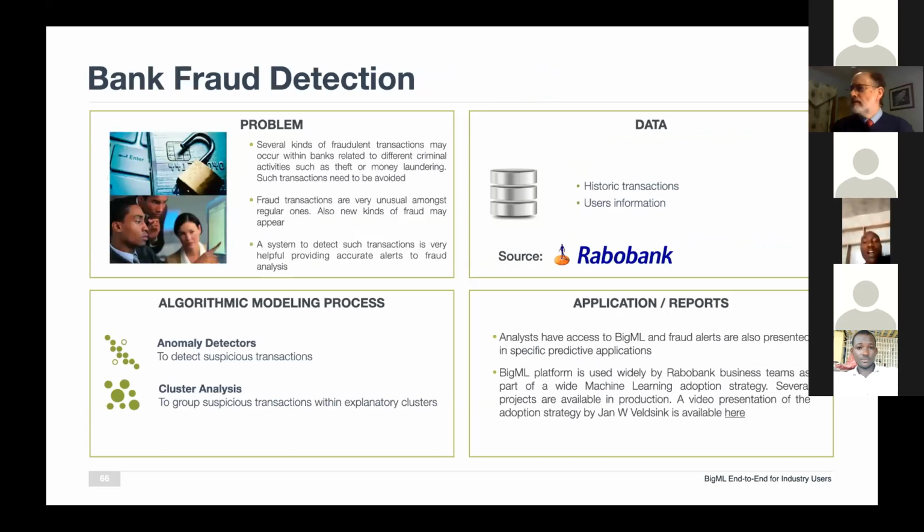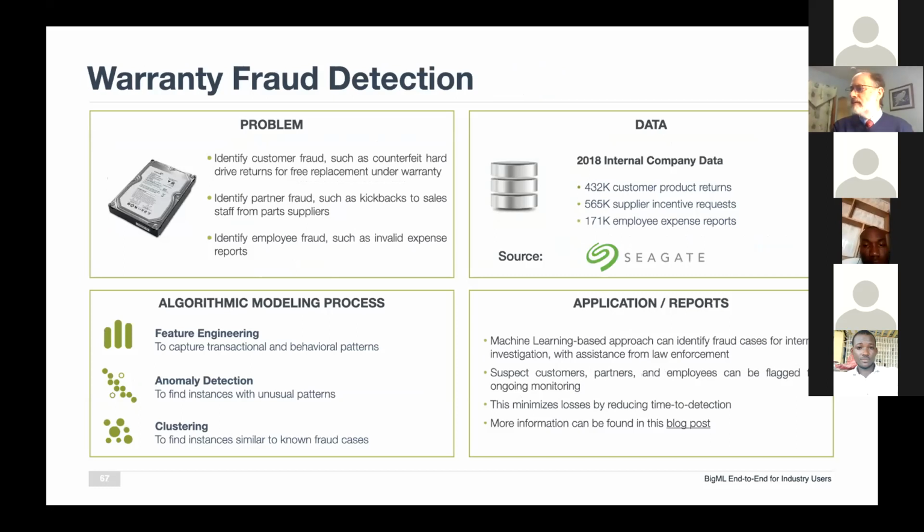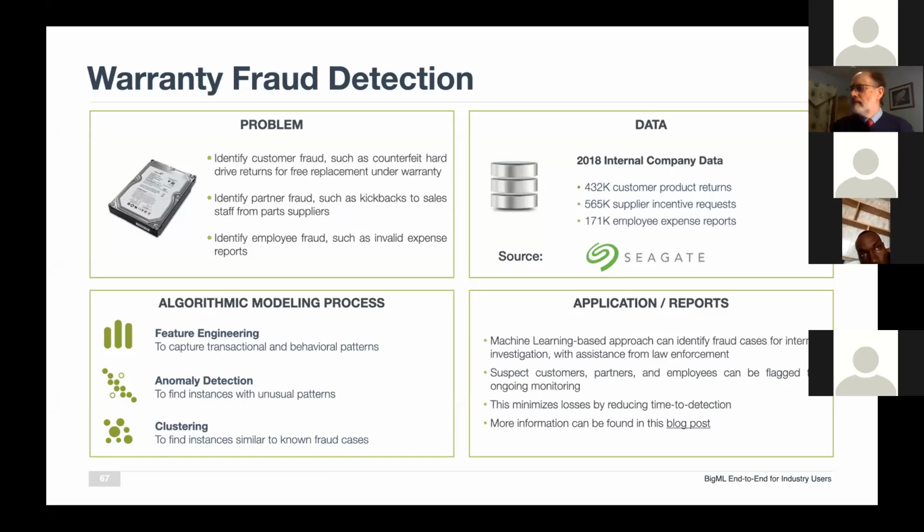Well, there's a bank fraud detection case. It's very similar to what I showed you, and they're using it at Rabobank. In the last slide there is a video about it. There is also fraud detection for Seagate in their returns for their warranty part. They have returns for the drives, and sometimes fraud is used in returning those drives, and they use machine learning based on historical data with anomaly detection to find and spot fraudulent transactions as well.